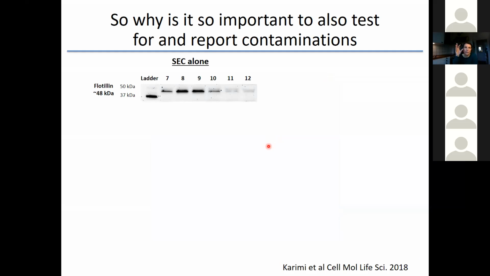So we load our samples on the top, we let them go through a column, we collect fractions in the bottom, and what we could see, so flotillin is an EV marker. We had a lot of flotillin in fractions around 7 to 10. So we were really happy, and we're like, okay, we have vesicles in these fractions. These are the fractions we should focus on.